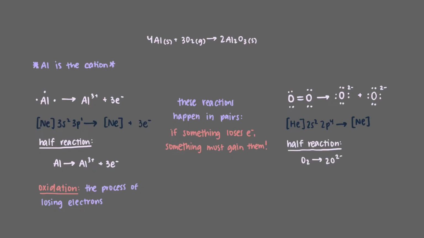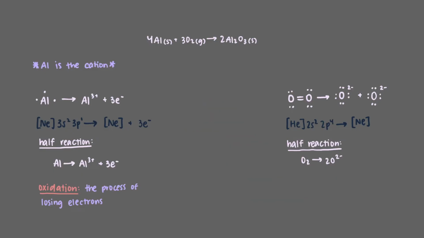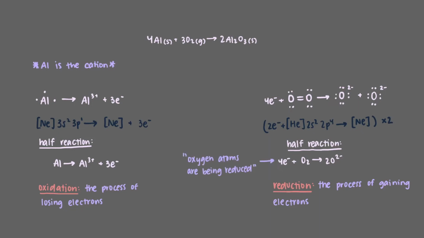We can write this half reaction, O2 yields 2 O2-, to describe this process. Notice that, once again, there are not the same number of electrons on both sides of the equation. How can we fix this? In this case, we must add 4 electrons to the left side of the equation, as oxygen will gain 2 electrons to become O2-. The process of gaining electrons is called reduction. The oxygen atoms in O2 are being reduced to O2-.